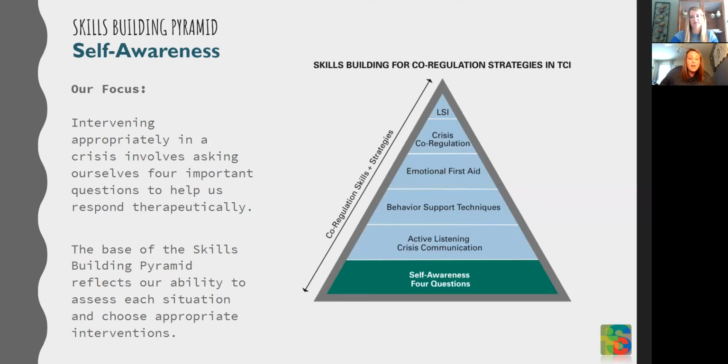We have to be able to check in with ourselves and know what's going on with ourselves so that we can respond in the most therapeutic manner and be able to help that child and support them and not make things worse, and see how we can figure out which intervention we need to use to help de-escalate them. And when we talk about co-regulation, that's regulating with them, because if they had the skills themselves, they'd be able to do it. So our job is to regulate alongside of them. And it starts with us.